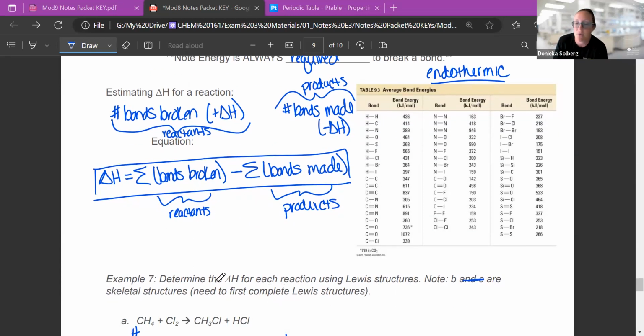So for example, number 7, I want you to determine the delta H for each reaction using their Lewis dot structures. You have to actually know their Lewis structure because different bonds require different amounts of energy to break. For example, an oxygen-oxygen single bond only requires 142 kilojoules of energy, and an oxygen-oxygen double bond requires 498 kilojoules of energy. We've got A and B, and also note that B are skeletal structures. Anytime I give you a skeletal structure, you need to finish the Lewis dot structure, because remember, in our steps, you make a skeletal first, and then you fill in the right number of electrons. If you want to try by yourself first, go ahead, and then I will go through the answers in a second.